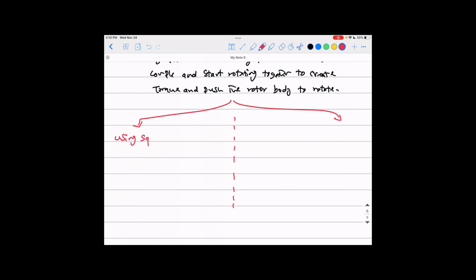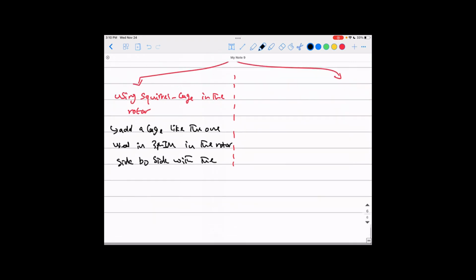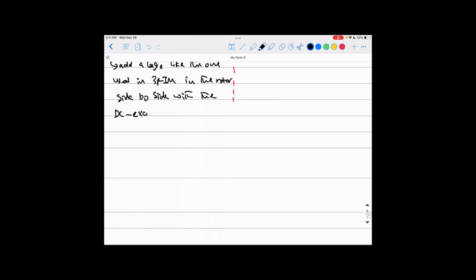Using a squirrel cage in the rotor. Okay, what this means is you add a cage like the one used in the three-phase induction motor in the rotor, side by side with the DC excited rotor field winding, which is the regular winding of the synchronous motor.